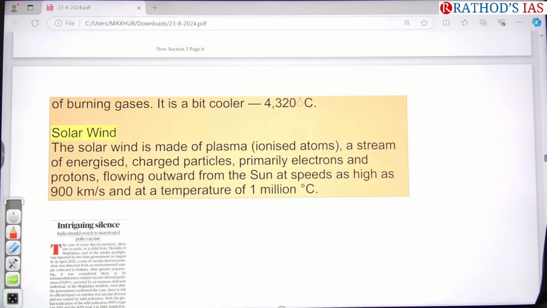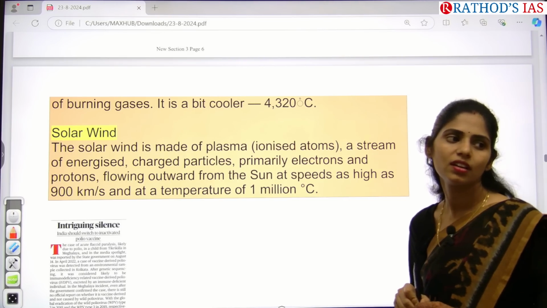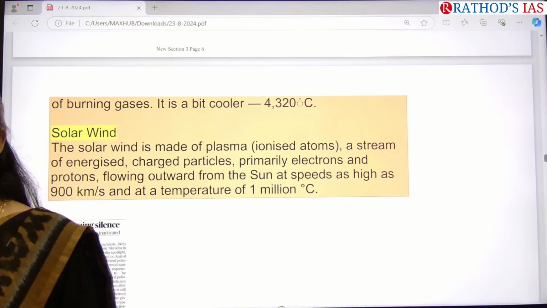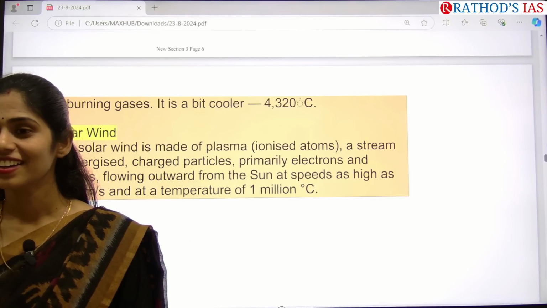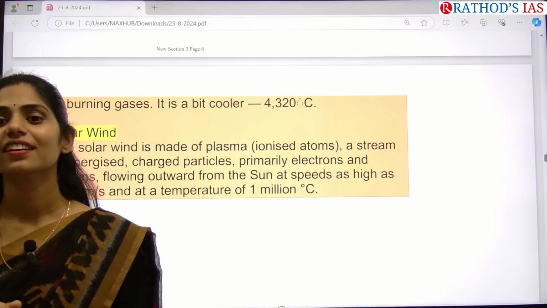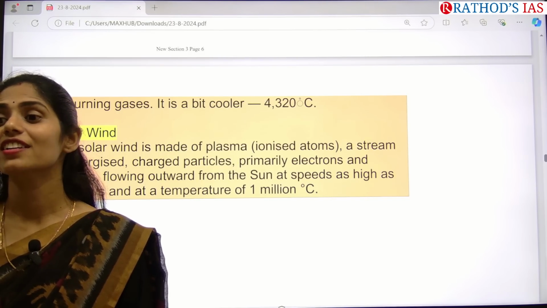So what is the reason behind this solar winds and solar flares? Come on. Reflection. What is that? Exactly. What is solar wind and solar flares?